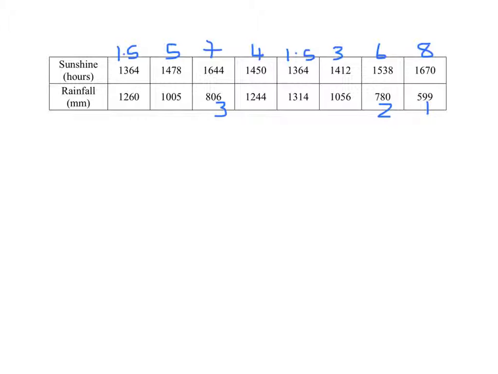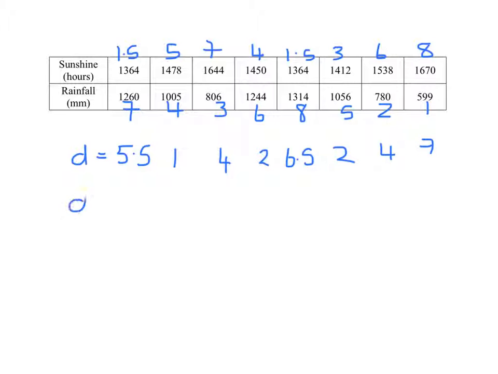806, 1005, 1056, 1244, 1260 and 1314. Now for Spearman's rank we need to know the difference in the ranks, so that's 5.5, 1, 4, 2, 6.5, 2, 4 and 7, and for the formula we need to square each of these.